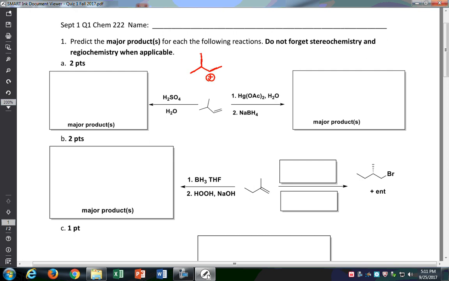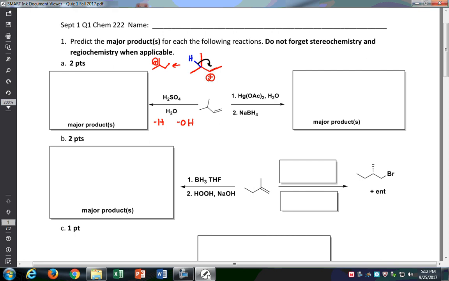So with our hydration, we're adding a H and an OH across our double bond. So our hydrogen adds in the least substituted position because we get our more substituted carbocation. But this is a secondary carbocation, and we do have a hydrogen at this position, so we would expect a rearrangement to form a more stable tertiary carbocation, and that will lead to our major product.